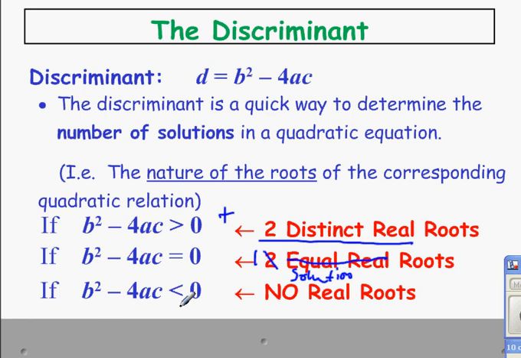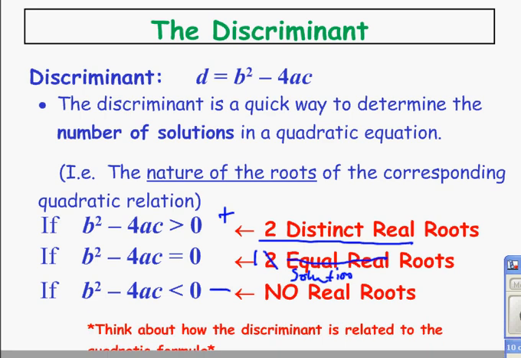And if I do b squared minus 4ac and I end up with a negative number, so I wrote here less than 0, so negative, that means we have no real roots, right? Because we can't square root a negative number. You'll get an error on your calculator. So when you're asked to determine how many solutions a parabola has, you don't have to actually solve. You just have to substitute in b, a, and c and figure out if you have a positive number, a 0, or a negative number.